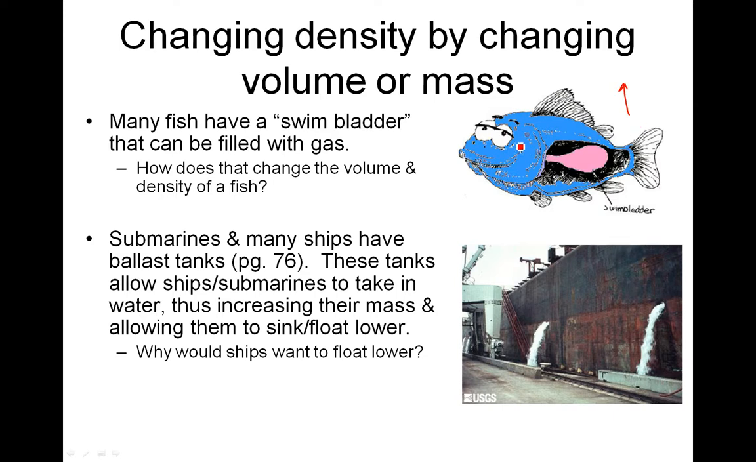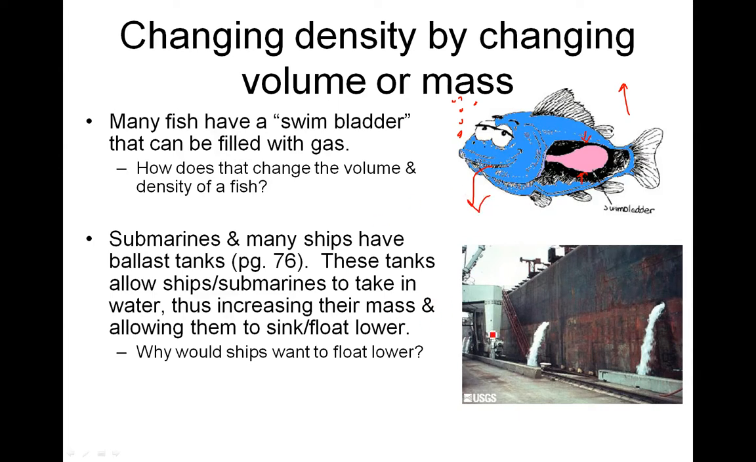What if you're fishing and you drop your worm on the hook into the water, and you see all these little bubbles come up? Well, that means the fish has gotten scared, and he squeezed the gas out of his swim bladder, so the bubbles came out. Because he squeezed it out, he's now a smaller volume, but the same mass, so the fish is diving down away from your hook.